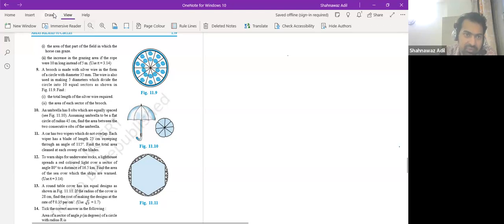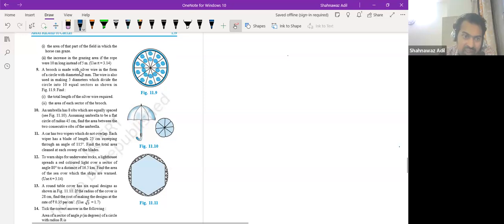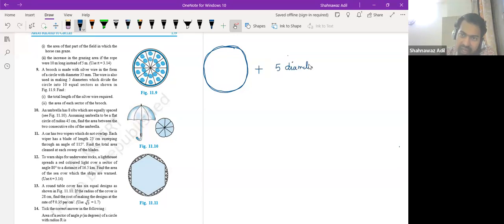So in this question, first they have used silver wire to make a circle, right? And secondly, they have made 5 diameters from this silver wire. So we need to find the total length of the silver wire required. The diameter is given, so we can calculate the length of the 5 diameters. So the total length would be one circle plus 5 diameters, right, everyone?